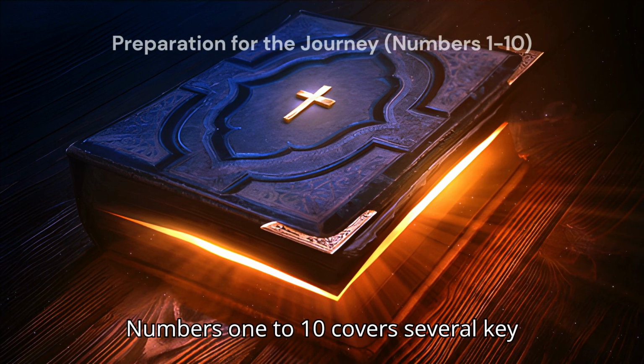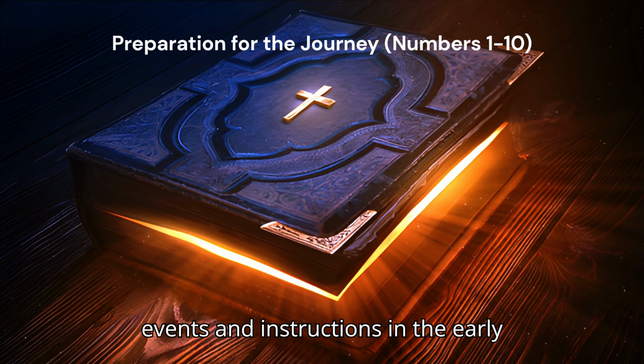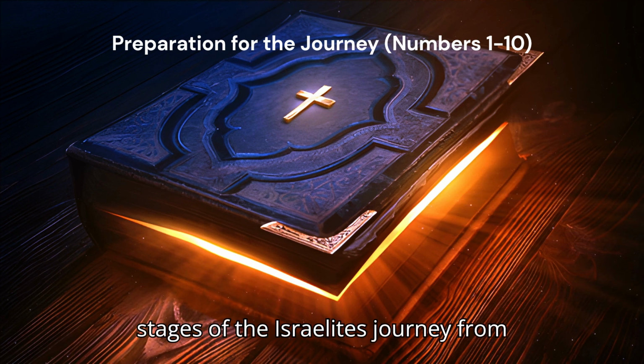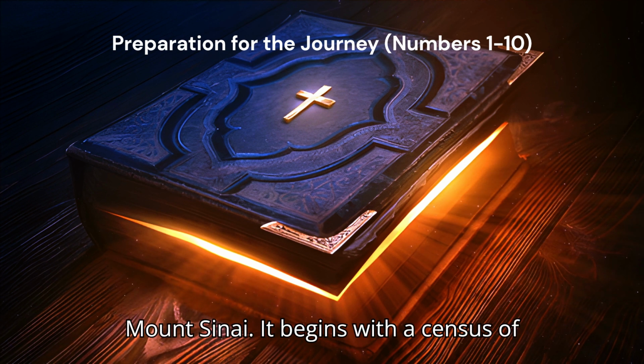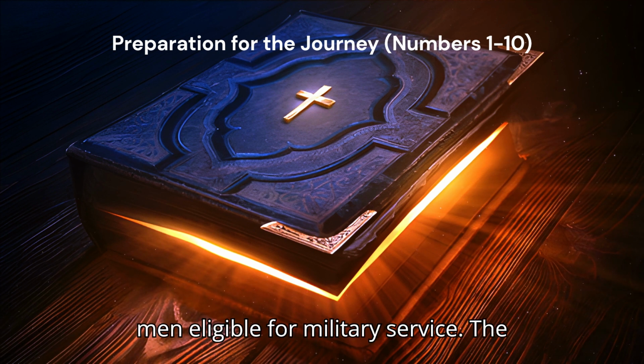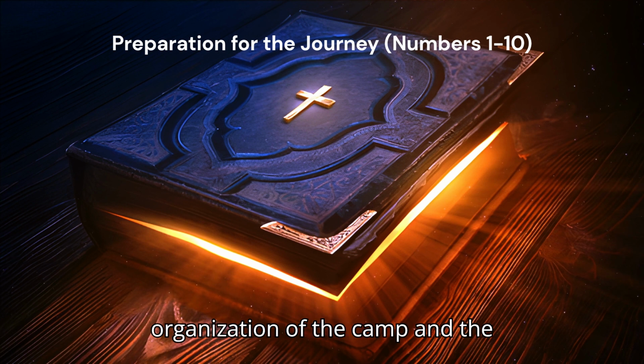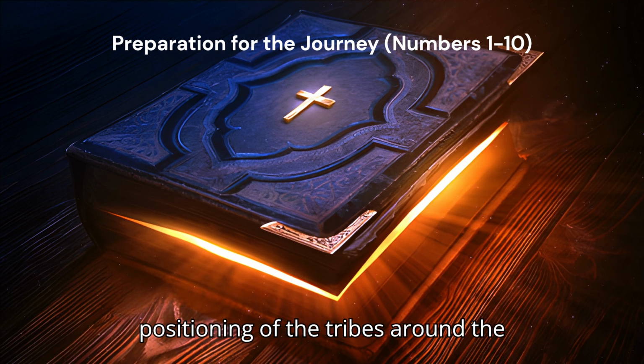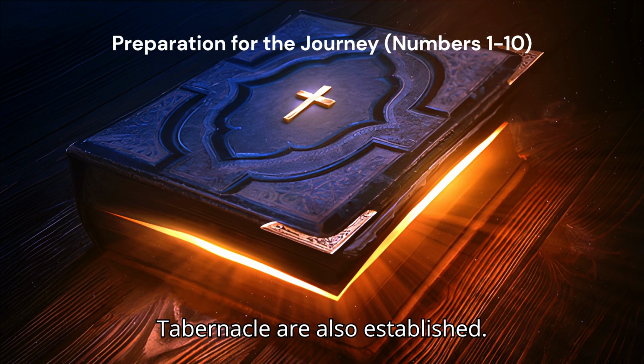Numbers 1 to 10 covers several key events and instructions in the early stages of the Israelites' journey from Mount Sinai. It begins with a census of the 12 tribes, detailing the number of men eligible for military service. The organization of the camp and the positioning of the tribes around the tabernacle are also established.